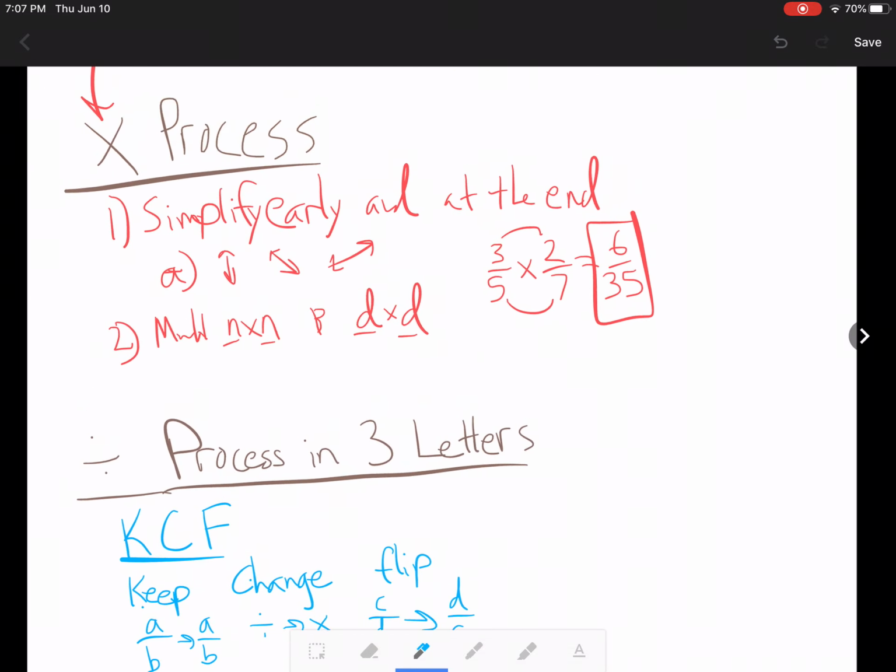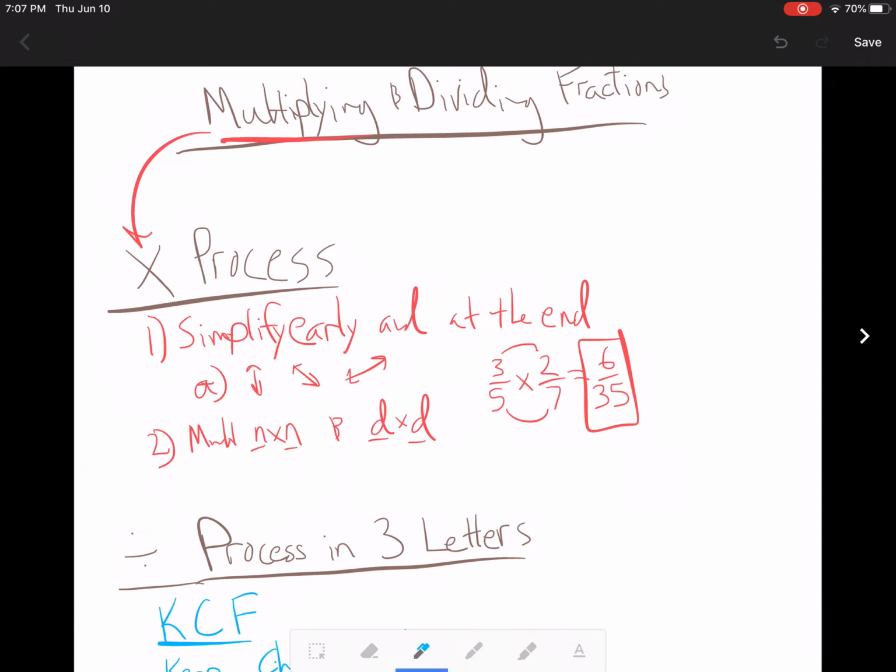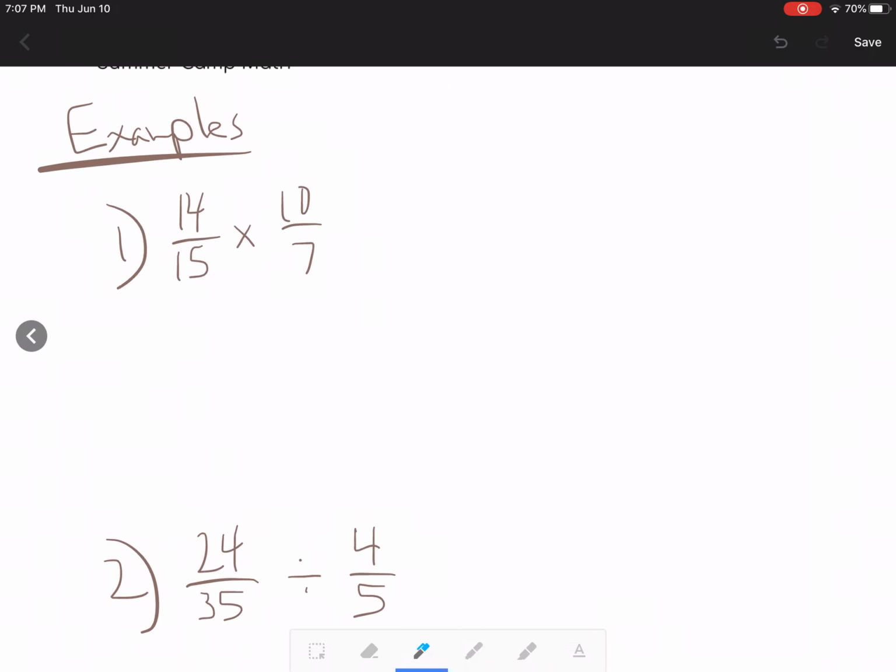Now let's do a couple of examples and see what we can take from this. So our first example, 14/15 times 10/7. We want to see again if we can simplify anything, and vertically there's nothing we can simplify, but diagonally there is a lot. So here we can take out a 7, leaving us with a 1 and then a 2. Here we can take out a 5, which is going to get us a 2 and a 3.